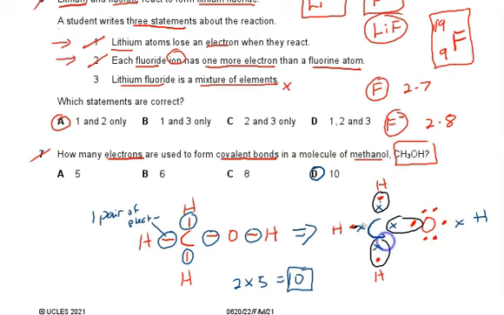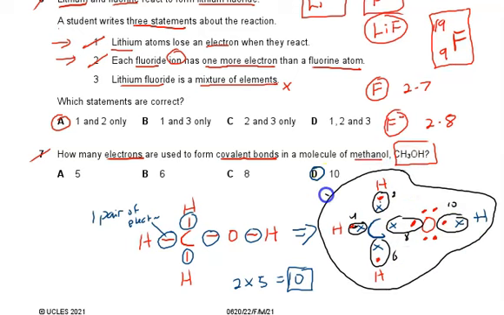2, 3, 4 and 5. So when you calculate the dot and the cross, 2, 4, 6, 8 and 10. Okay, so I hope you can get the concept now. This is 10, your answer for number 7. Okay, now let us move on.